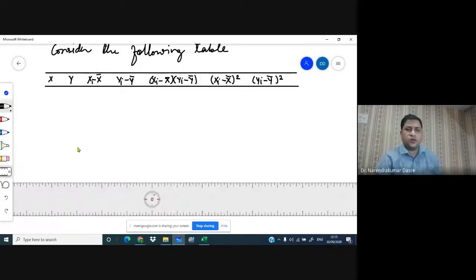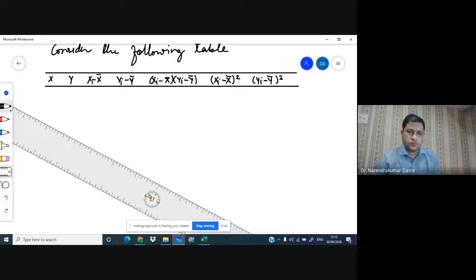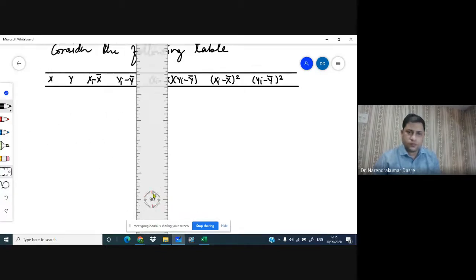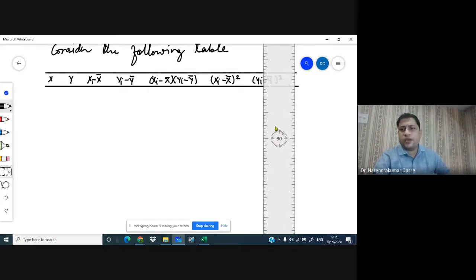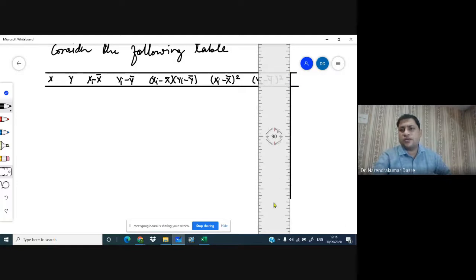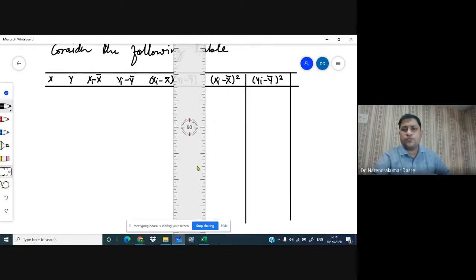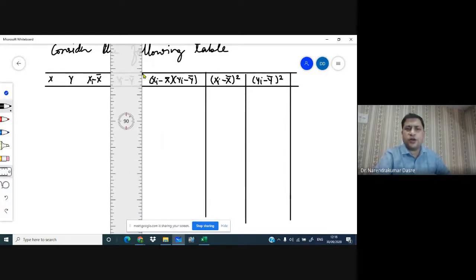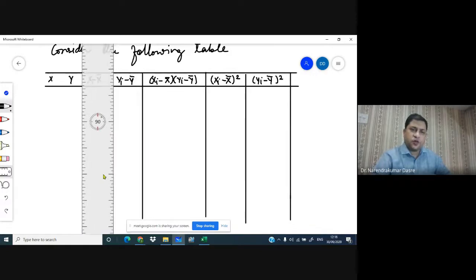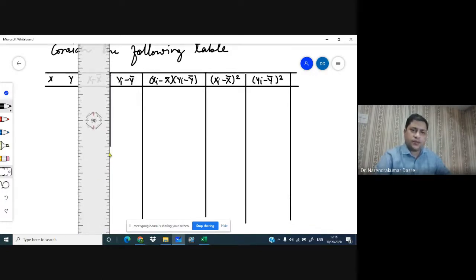So we draw this. I hope you are making the table with me. So please have this table. This is the same table as we used to do for the coefficient of correlation, small r.